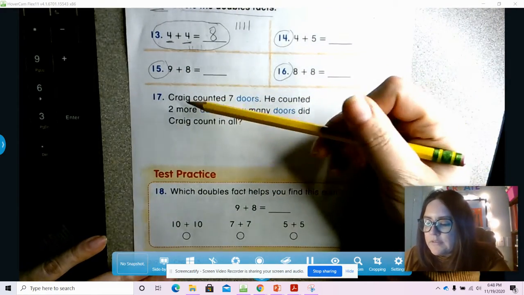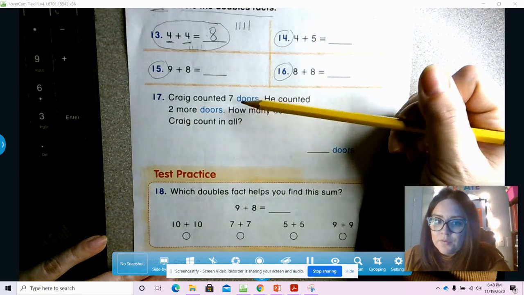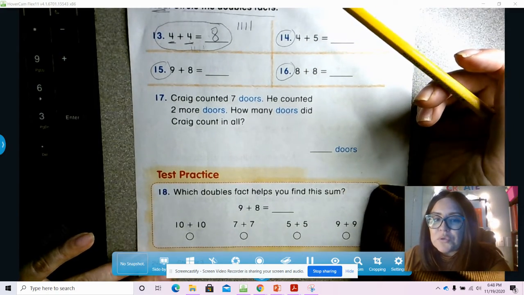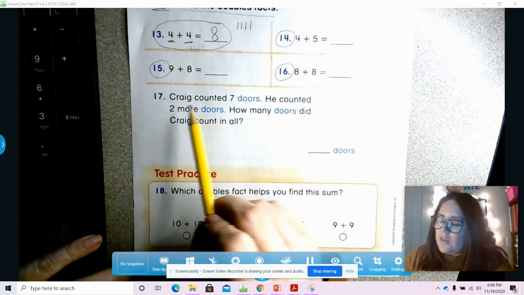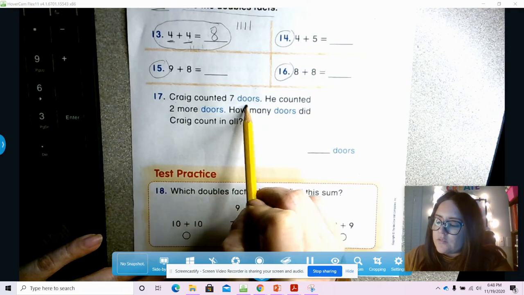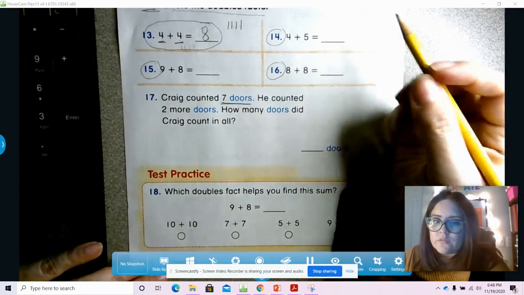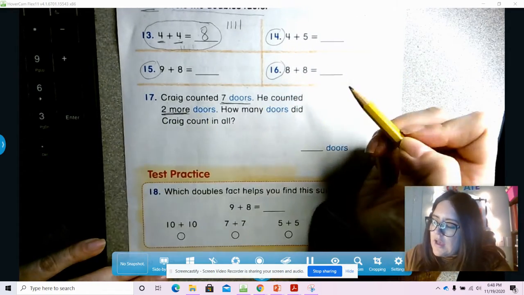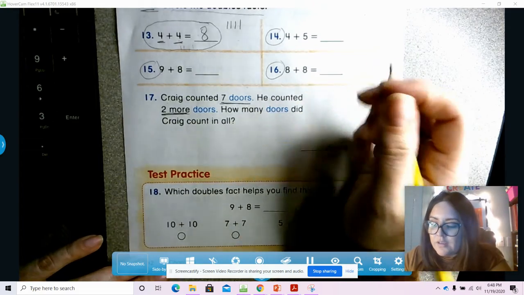Okay, now number 17 is a word problem because it's a problem with words. So remember, we're always going to underline our numbers so that they pop out more, they stick out. Our problem says Craig counted 7 doors. So we're going to underline our number. 7 doors. He counted 2 more. How many doors did Craig count in all?